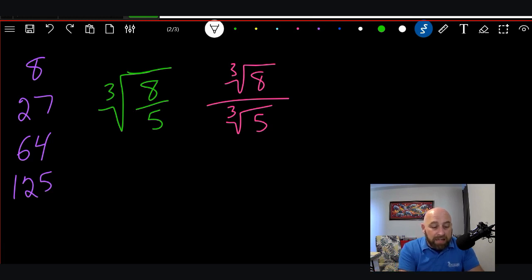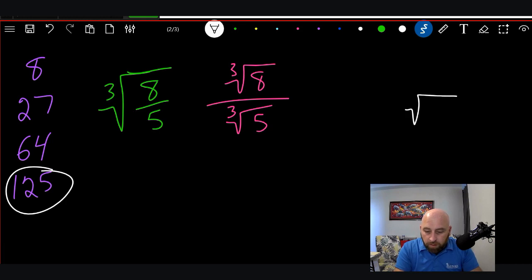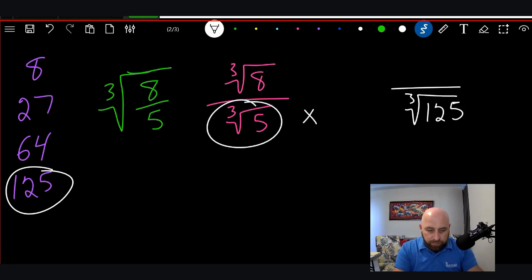Can I use anything else? Can I use 8? No, 5 doesn't go into 8. Can I use 27? No, 5 doesn't go into 27. Can I use 64? No, 5 doesn't go into 64. 125. So here's what I want. I want this to be 125. I want this to be the cube root of 125. What do I have to multiply times this to get to the cube root of 125?